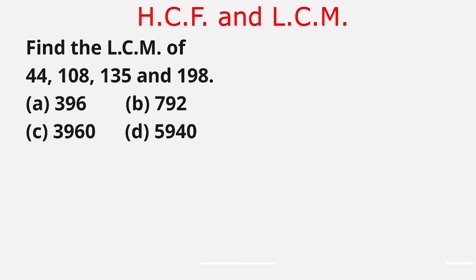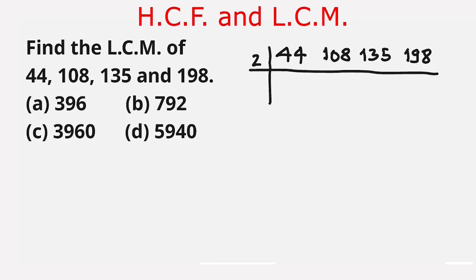We will find the LCM by common division method. We write the numbers 44, 108, 135, 198. We divide all these numbers by 2. 2 divides 44 for 22 times, 108 for 54 times. We write 135 as it is, and 198 for 99 times.